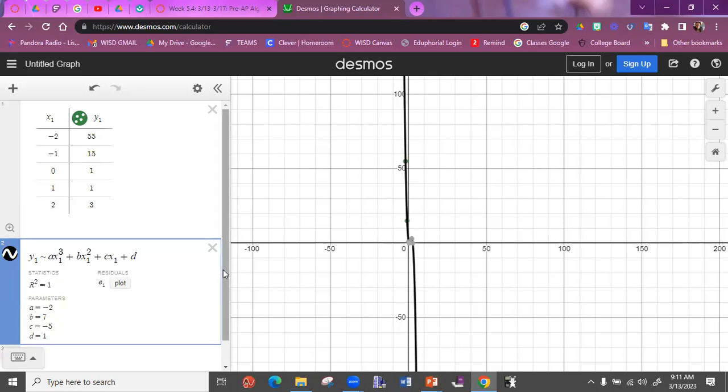How do you get the subscript? You just type the 1 and it automatically makes it a subscript.